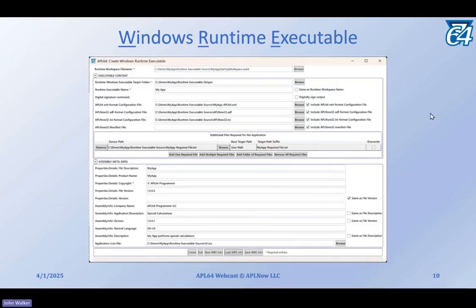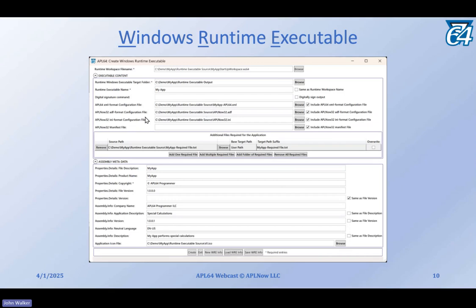Okay. Now, this is just a mock-up of one of the examples I'll be demonstrating to you shortly. This is the My App example, which is actually included in the WRE documentation. Again, I'll refer to it later on. You'll see that I've got the workspace file name specified, and the location target folder, which is C, my demo, my app, runtime executable output. The executable name is my app.